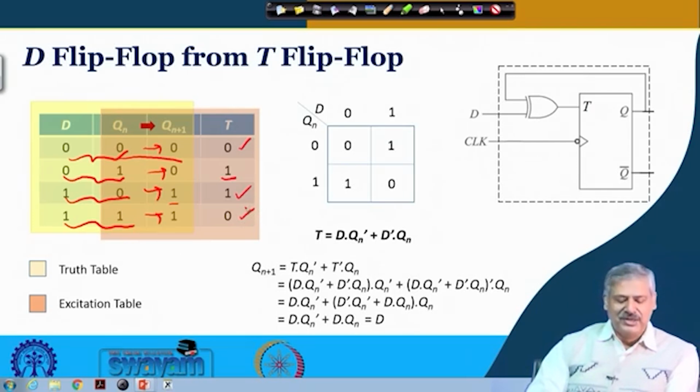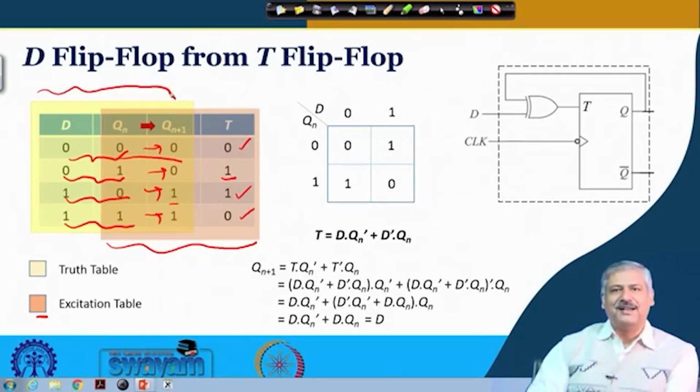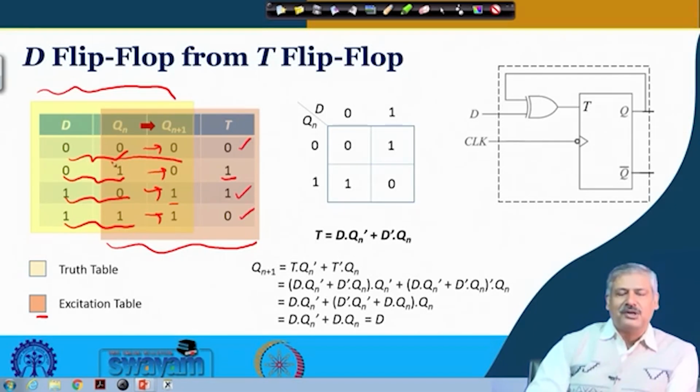Is it fine? So, this side we are getting from the excitation table, put in this color, and this side we are getting from the truth table. So, we have put them in one common table. So, now we understand that for this combination of D and Qn, that is external input and current state, what should be the T flip-flop current input?